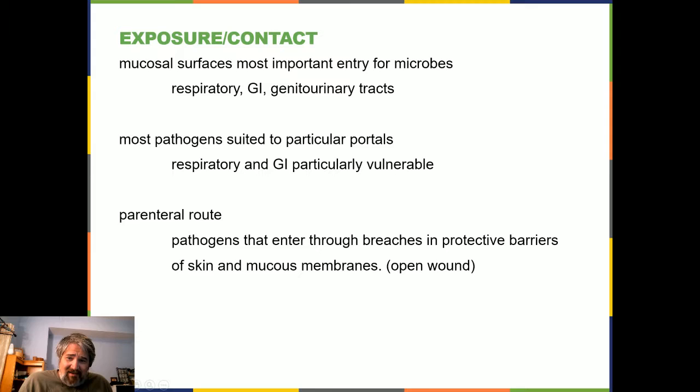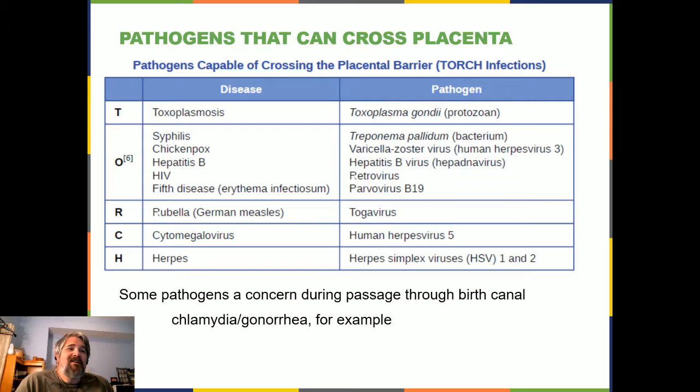Speaking of the placenta, there's a particular grouping of organisms that are specialized to be able to do that. And these are called the TORCH infections, the diseases are. So T is for toxoplasmosis. This is from Toxoplasma gondii. This is the one that can be persistent in cat feces. Make sure the cat's not paying attention to me. No, she's not. So that's why they say pregnant women shouldn't be changing litter boxes, as an example.